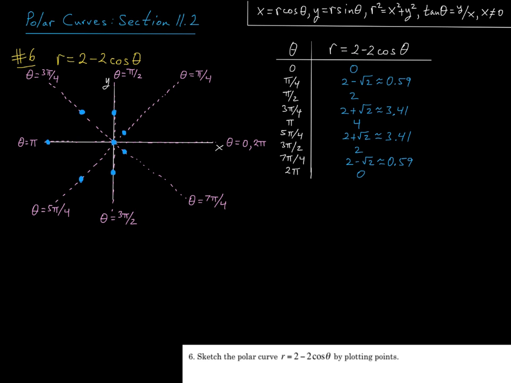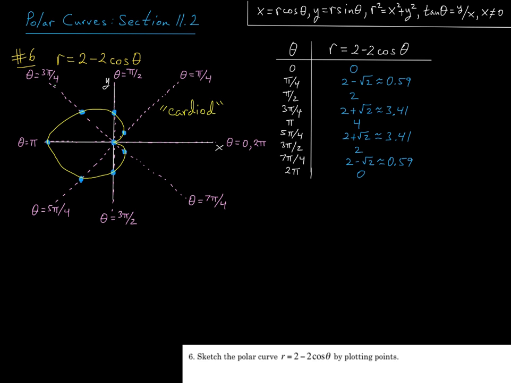Okay, so if I draw a nice continuous curve through these points, I get this yellow curve, which looks like a heart on its side, and for that reason this is known as a cardioid curve after the Greek word cardia, which means heart. Okay, so that does it for this question, but I do want to add a couple more things here before we finish.